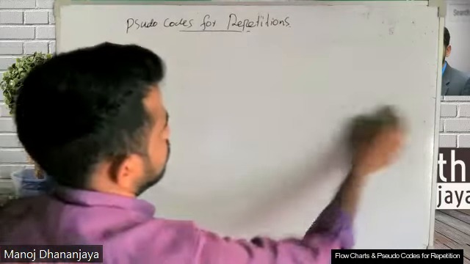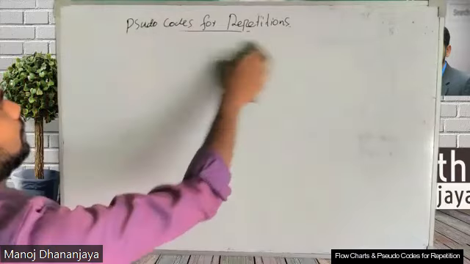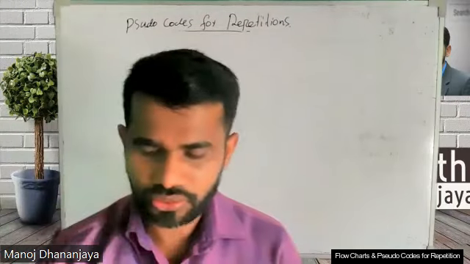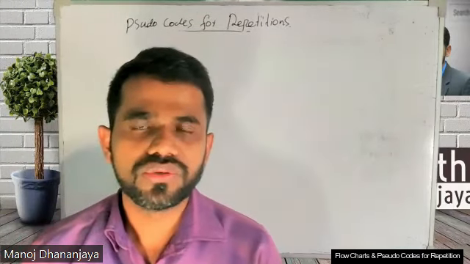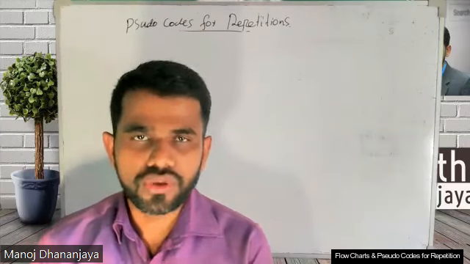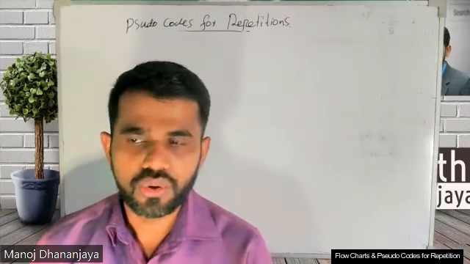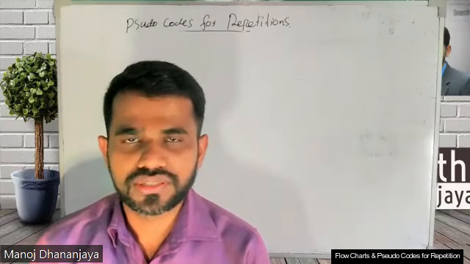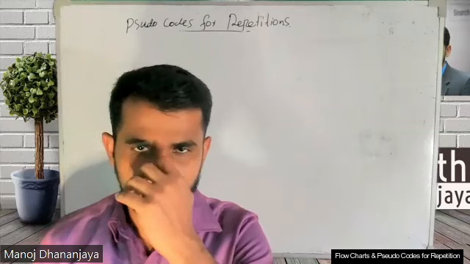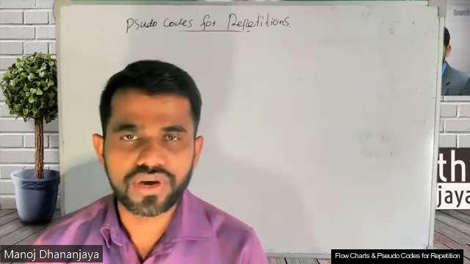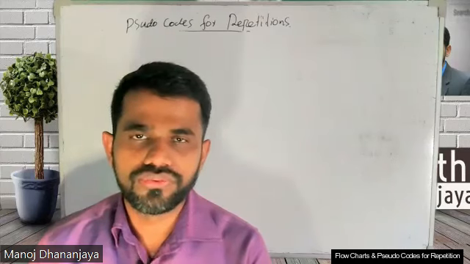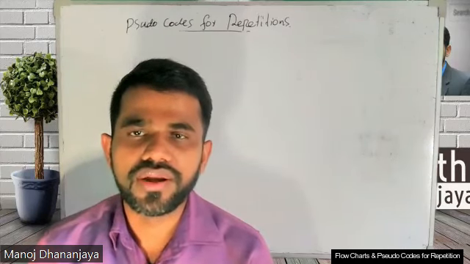Right. We will draw a new flowchart today, and then we will convert it to pseudocode. Output 5 multiplications from 5 to 100. This is the question. Output 5 multiplications from 5 to 100.